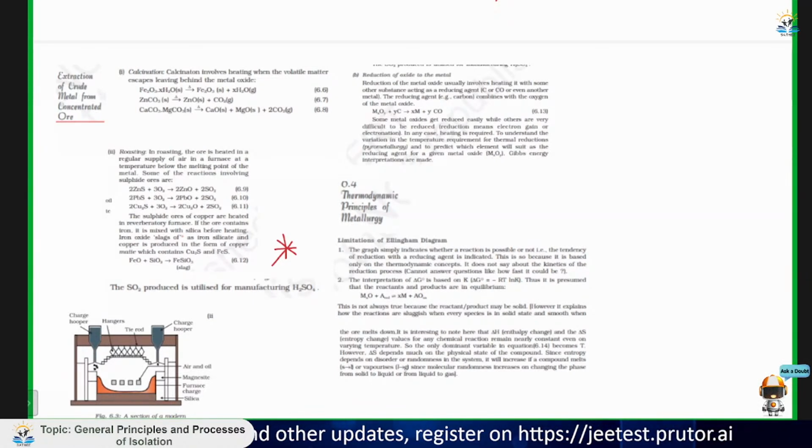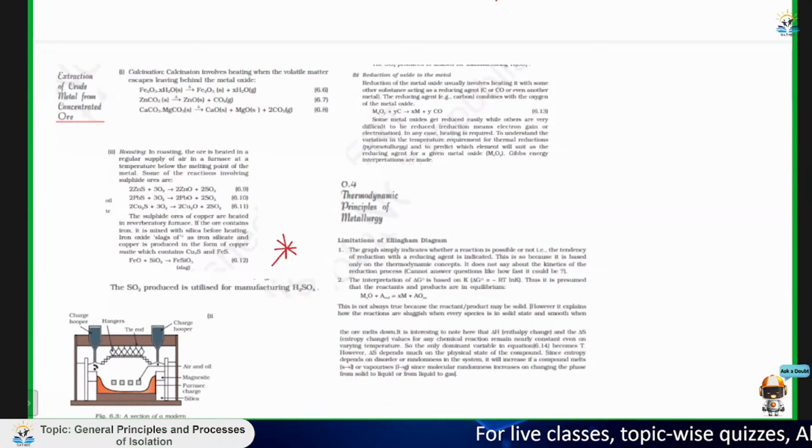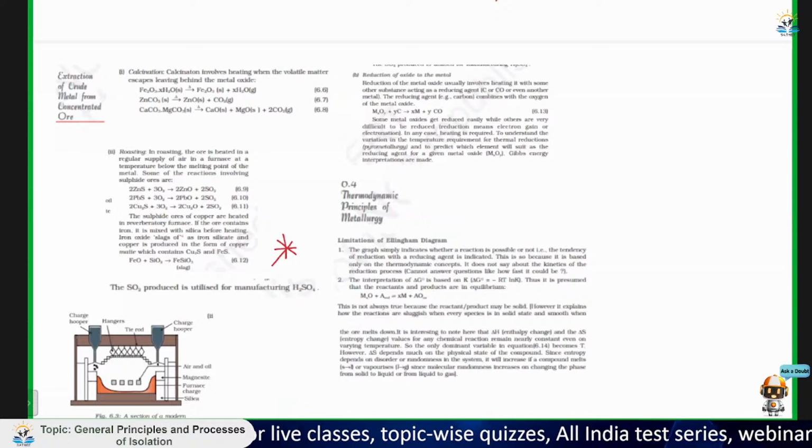This is not always true because the reactant or product may be solid. However, it explains how the reactions are sluggish when every species is in the solid state and smooth when the ore melts down. It is interesting to note here that delta H and delta S values for any chemical reaction remain nearly constant even on varying temperature. That's an observed fact in the case of metal oxides. So the only dominant variable in the equation becomes temperature.